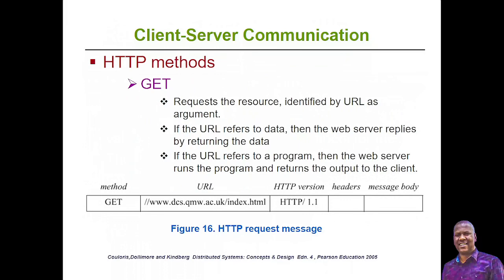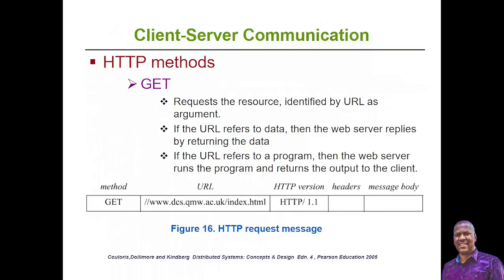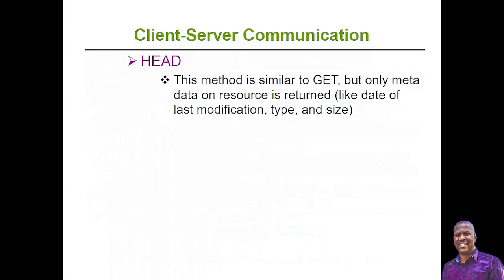So HTTP uses given methods. I believe we understand how these are used. For example, we have the GET, which requests the resource identified by the URL as argument. So as you can see, a typical example there. And then we have the HEAD. This method is similar to GET, but only metadata information is returned, like the author information, the type of data, the size of data, right?